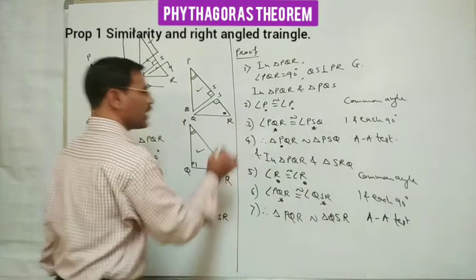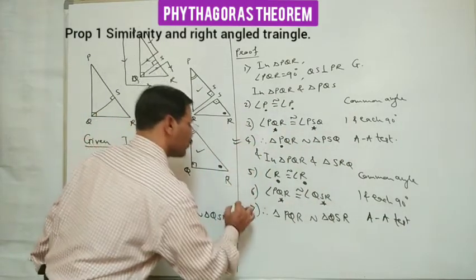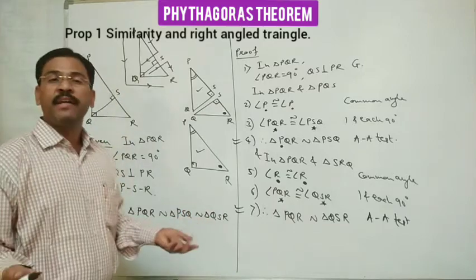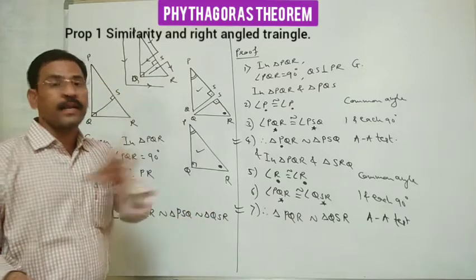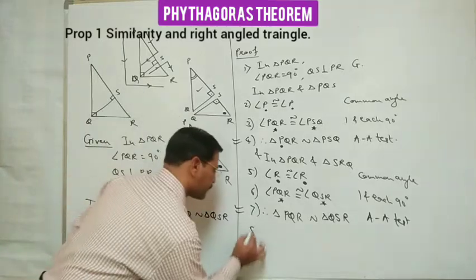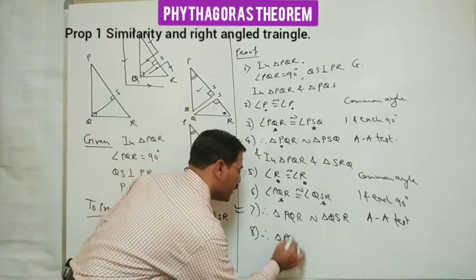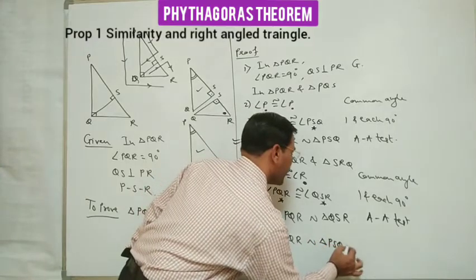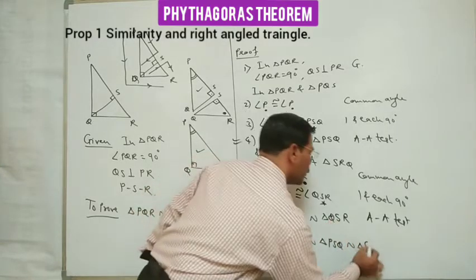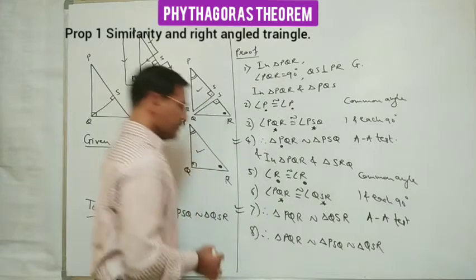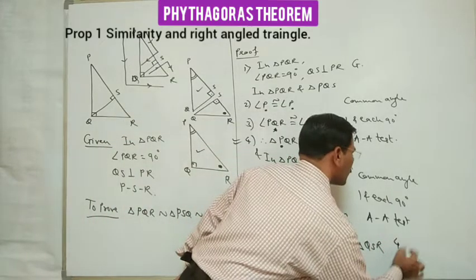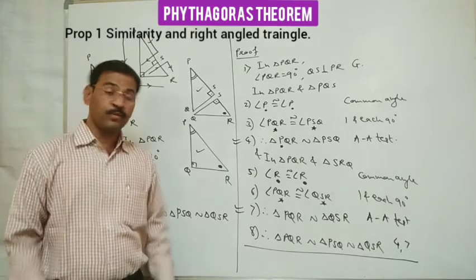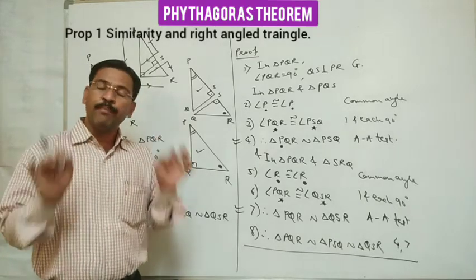And once the two triangles pair, in the fourth one and seventh one they are similar. Right, now by transitivity we can get all three triangles are similar. So triangle PQR is similar to triangle PSQ is similar to triangle QSR. This is from the fourth step and seventh step. Understand friends? This is a very important part.